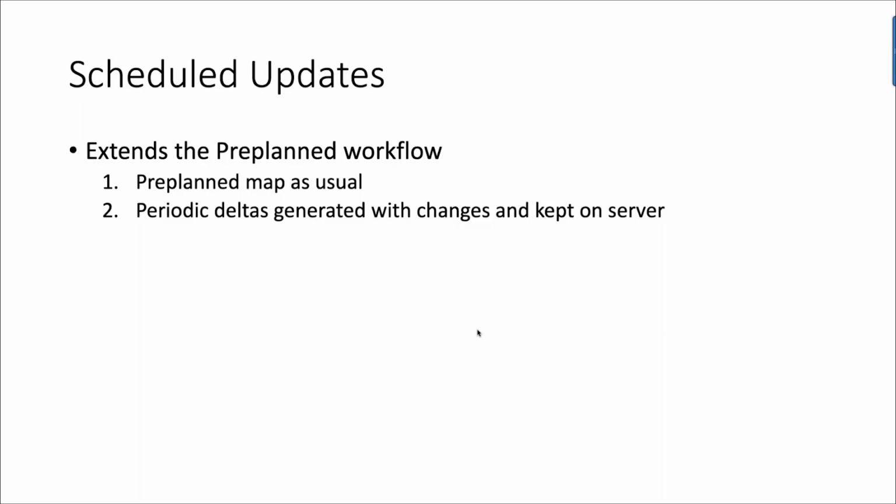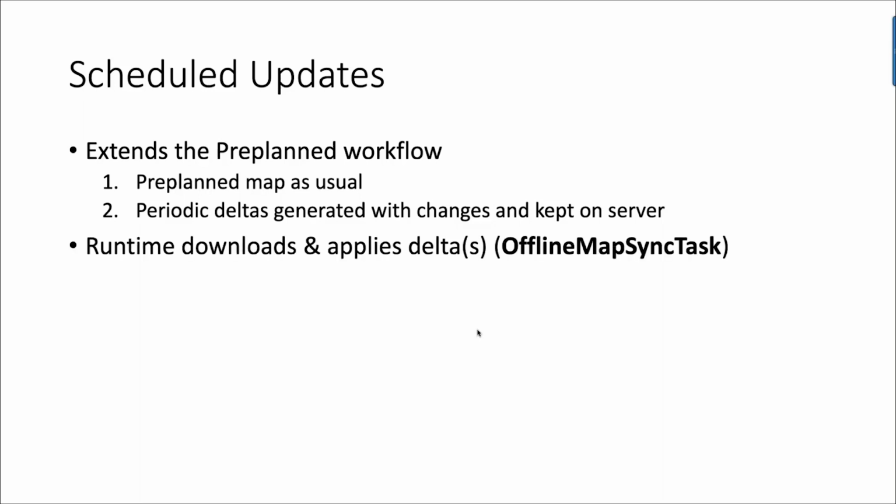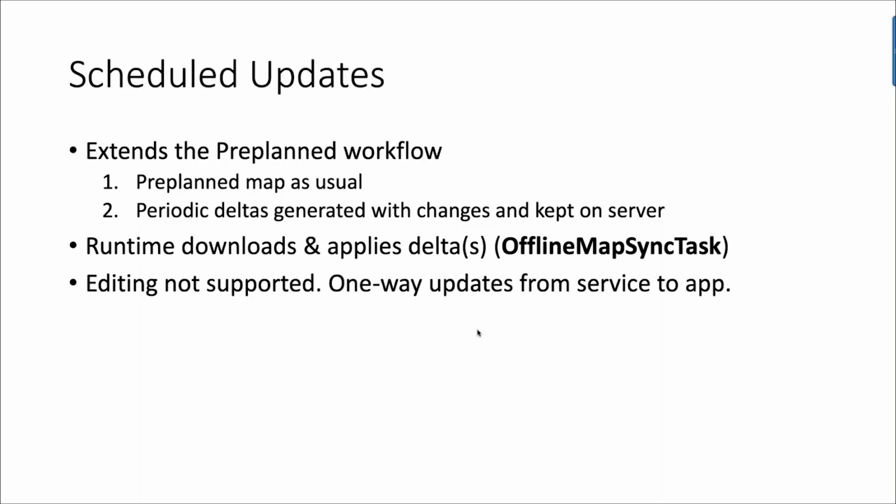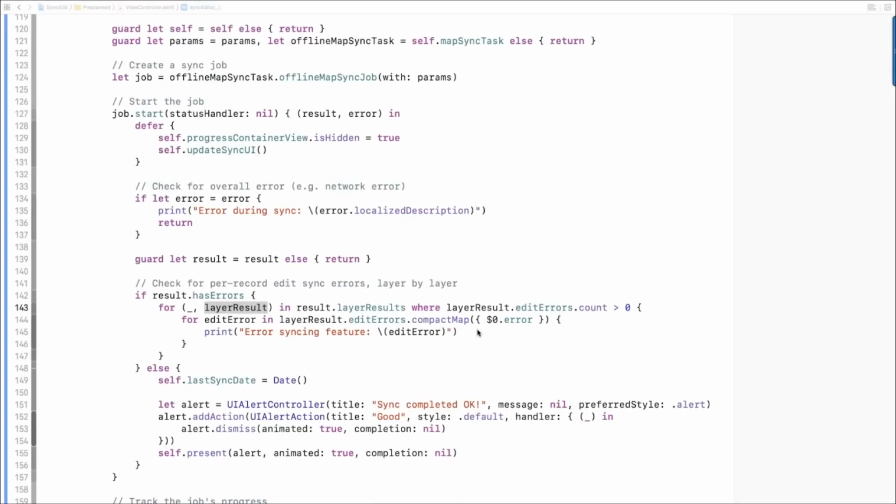Runtime takes care of figuring out which deltas it needs to pull down. And it does this and applies them to the local database using the offline map sync task. This does preclude you doing editing on these bits of data because obviously we're generating deltas from the service to bring down. But for a lot of use cases, this works really, really well. It's one-way updates from the service to the app. So let's jump into that real quick and just see a quick demo of that in action.